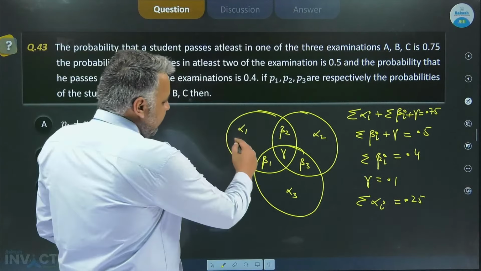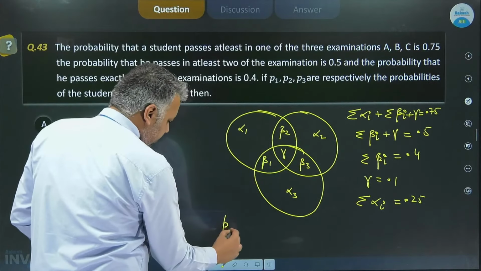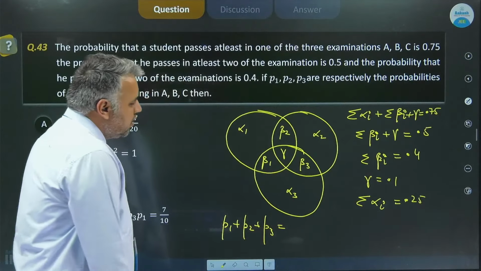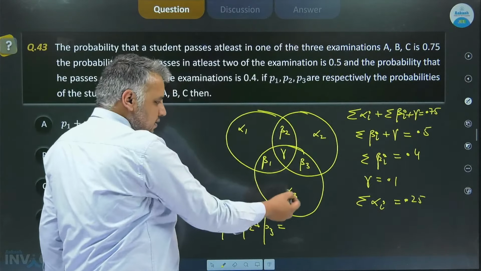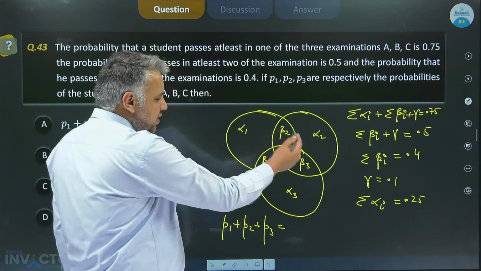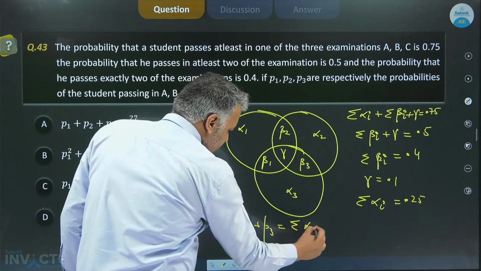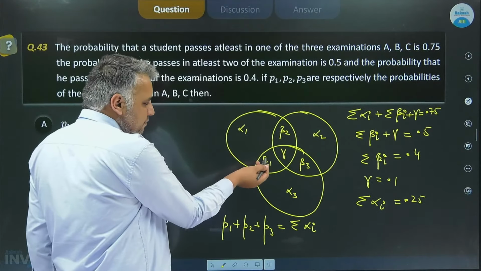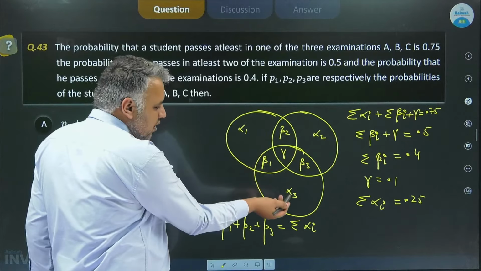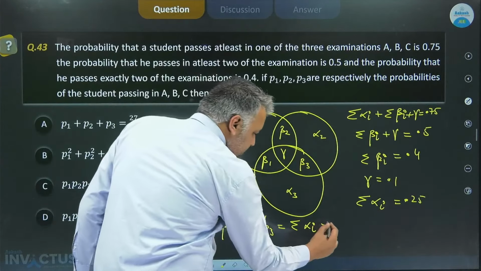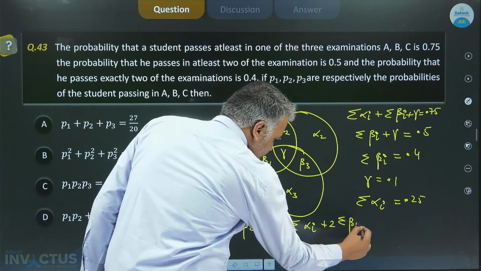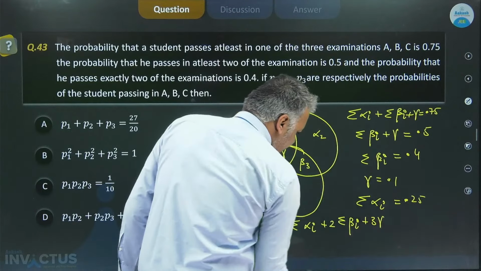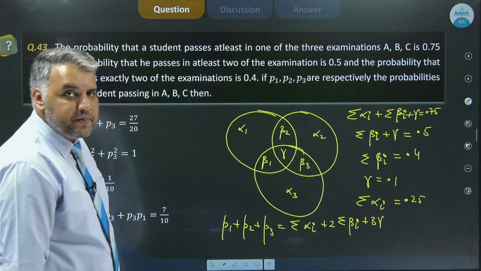So if we say P1 plus P2 plus P3, the sum of the probabilities of these three subjects, that will be alpha 1 plus alpha 2 plus alpha 3, which will be counted once, so summation alpha I. Now beta I will be counted twice, because if beta 1 is counted in A, then beta 1 is also counted in C. So this will be plus 2 times summation of beta I, and gamma will be counted thrice, so plus 3 gamma. We have to calculate this if we want to calculate P1 plus P2 plus P3.